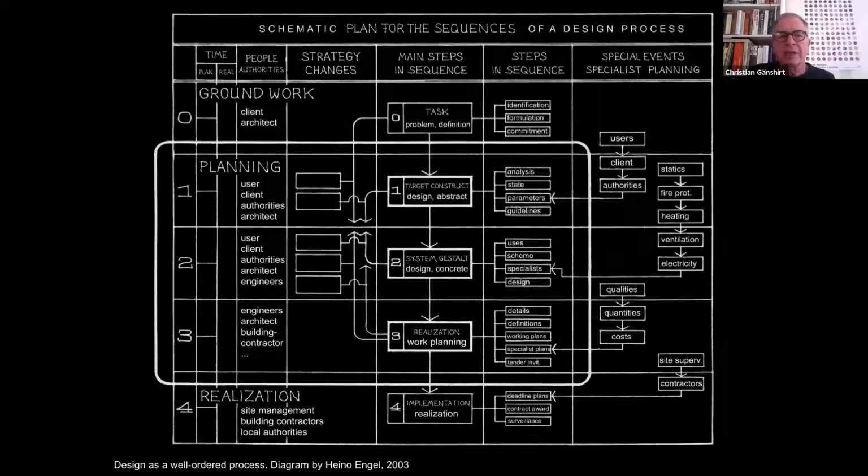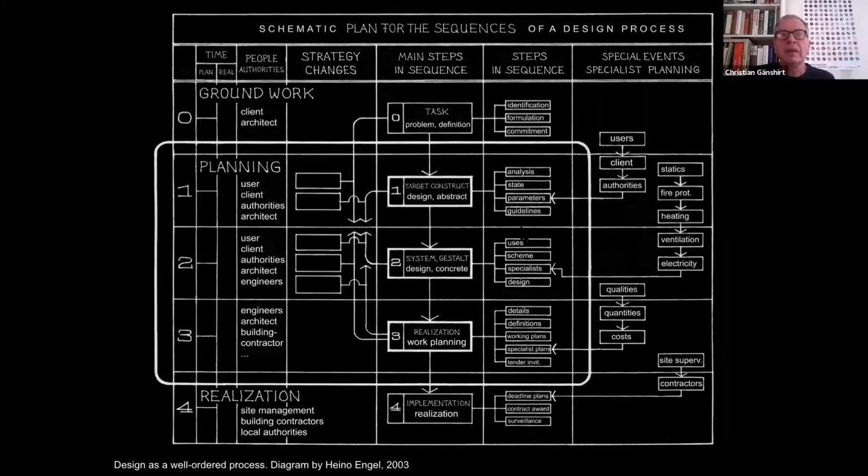So it was only in the second half of the 20th century, about 70 years ago, that it became common knowledge that design can and must be understood as a process that can be traced from the beginning with the definition of a task or a design problem, then starting with an abstract target construct, then going to a more concrete system of design with all sorts of steps to be followed, all sorts of people interacting with the design process, and then going to work planning and implementation of the design process.